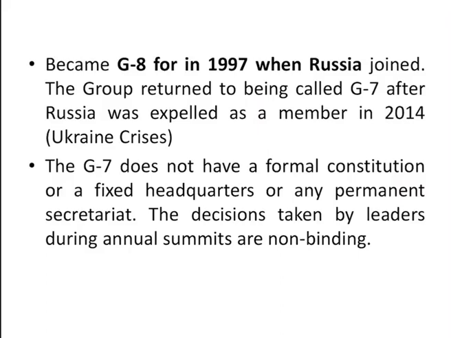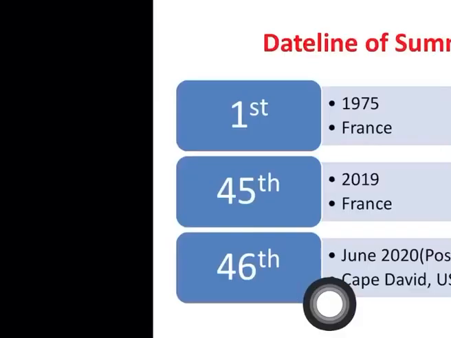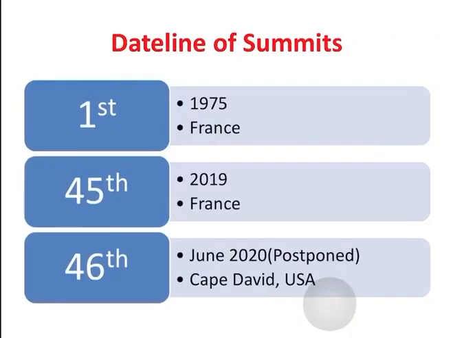Now G7 does not have any formal constitution, headquarters, or permanent secretariat like we have in the United Nations. G7 is an informal group and all the decisions are taken by the leaders during the summits, and all those decisions are obviously non-binding. Now let us see the summits because UPSC always asks questions on summits.